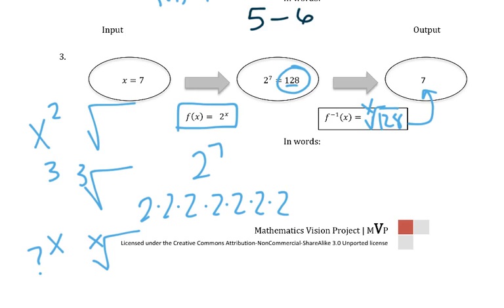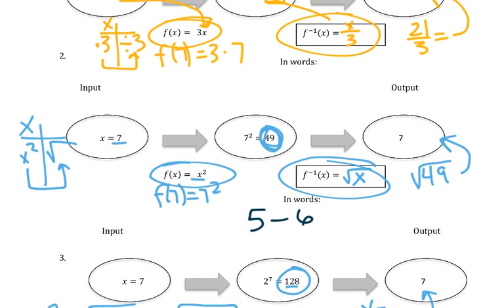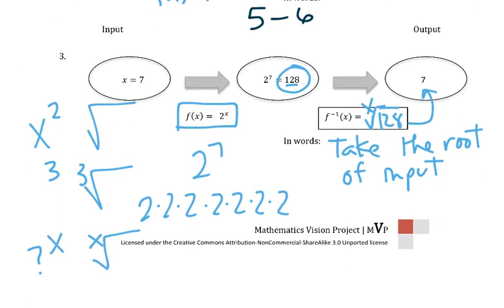Okay, I've been forgetting the words, right? So you'd take the root of the input. We'll get more into this as we keep going after these inverses, so I don't want to say too much more about that. But there is a special thing that we have to do for this, and actually what you should end up with is something that looks like this.